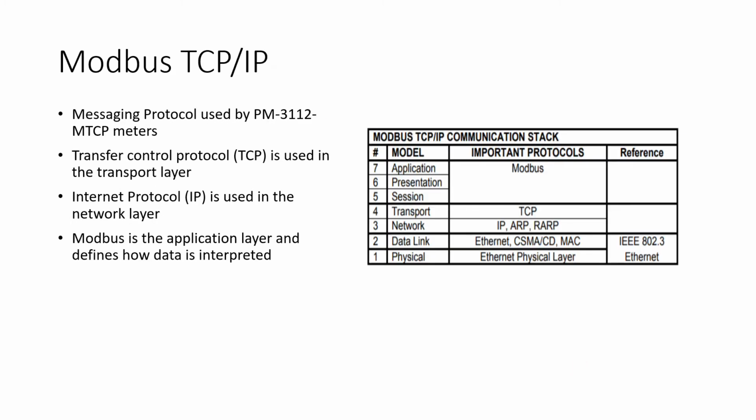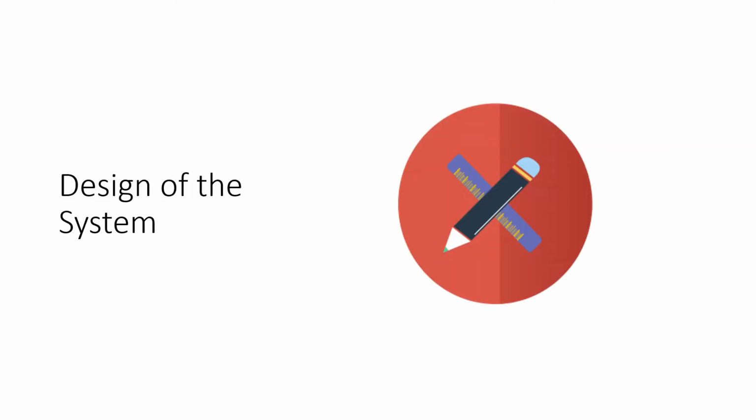Modbus TCP/IP is the messaging protocol used by the smart meters. TCP sits at the transport layer of the OSI model. It is used to ensure secure communication between devices and error checking in messages. IP sits at the networking layer. This is used to ensure packets are routed to the correct destination through IP addressing. Modbus is at the application layer, which defines how data is interpreted by the protocol. The next section details the design of the system.